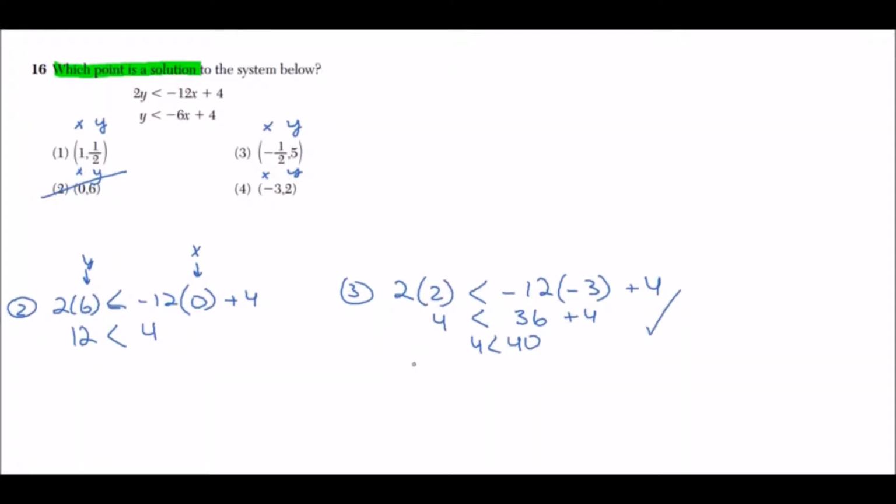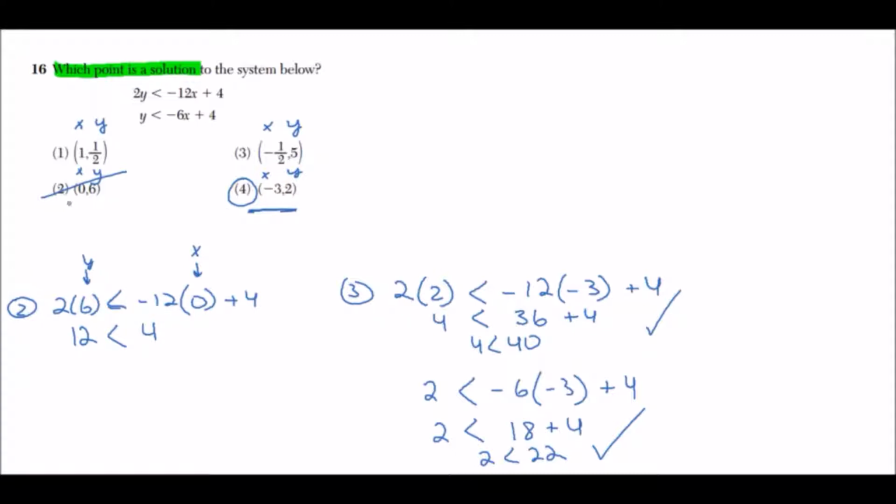So let's try it for the second one. We have now 2 is less than negative 6 times negative 3 plus 4. What we have is 2 is less than 18 plus 4. 2 is less than 22, and that also checks out. That means that choice 4 is a solution to the system below, and we don't have to test the other two. Once we know that choice 4 is a solution, the question is multiple choice. More than one answer can't possibly be correct.